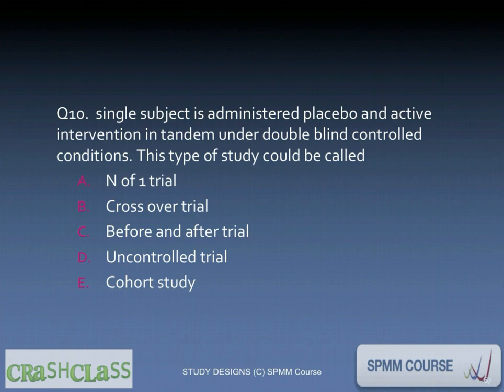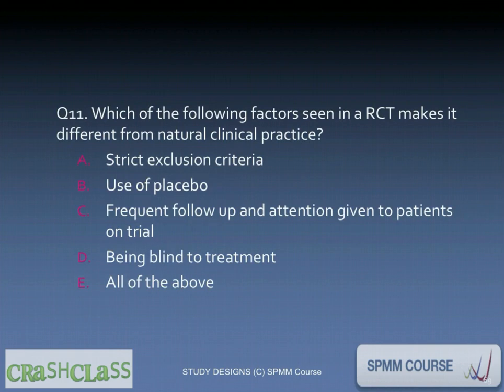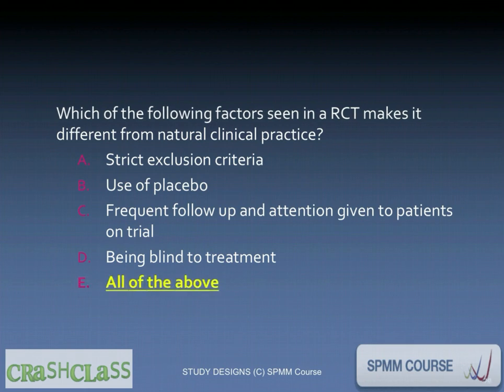Question 10. A single subject is administered placebo and active intervention in tandem under double-blind control conditions. This type of study could be called, you know the answer for this, N of 1 trial. Question 11. Which of the following factors seen in an RCT makes it different from natural clinical practice? Strict exclusion criteria, use of placebo, frequent follow-up and attention given to patients on trial, being blind to treatment, all of the above. So the answer is yes, all of these are problems with RCT. So all of the above is the right answer.